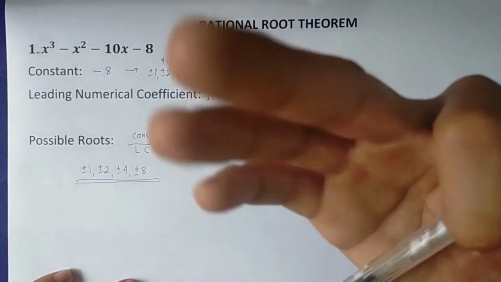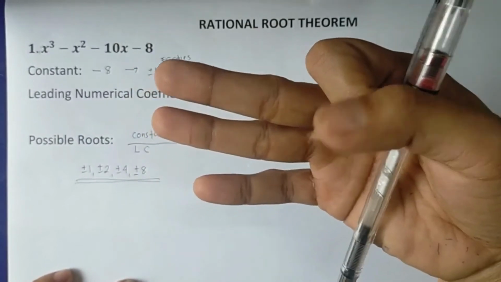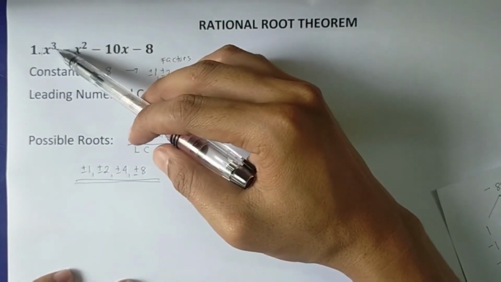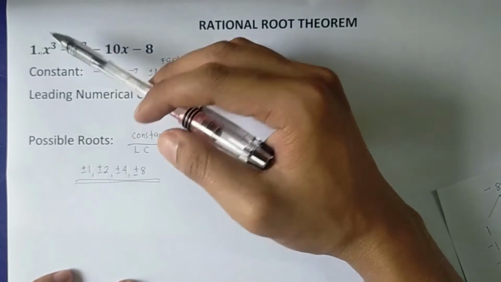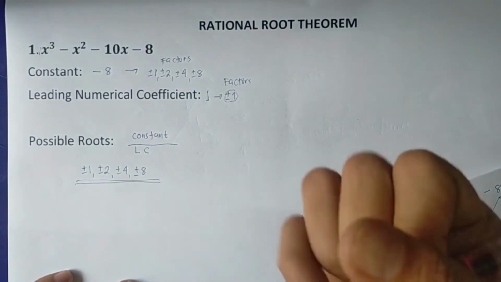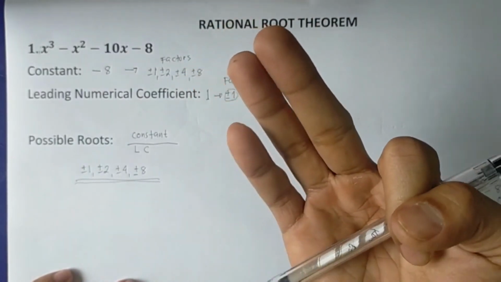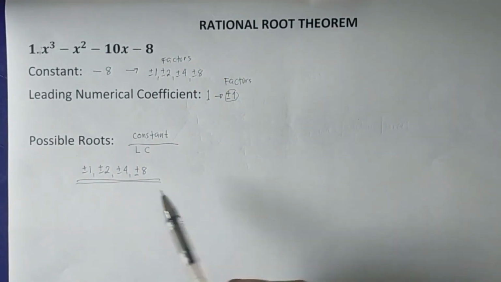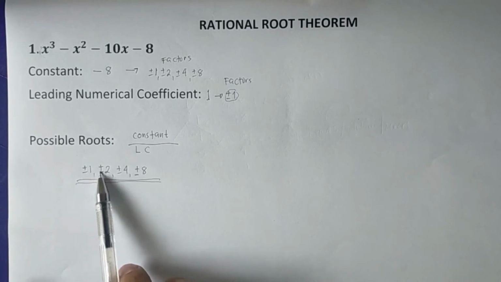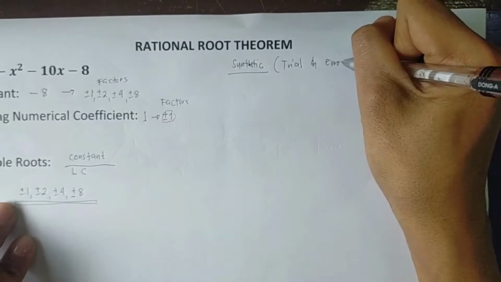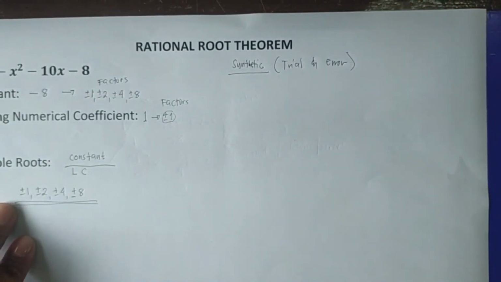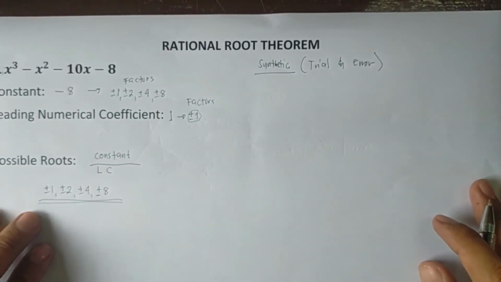Again, there are only 3 roots here because the highest exponent is 3. But there are 8 numbers. So 3 of them, out of the 8 numbers, are the roots. Okay, so let's try to make use of one of these numbers. Again, how do we know that it is a factor? The remainder should be equal to 0.